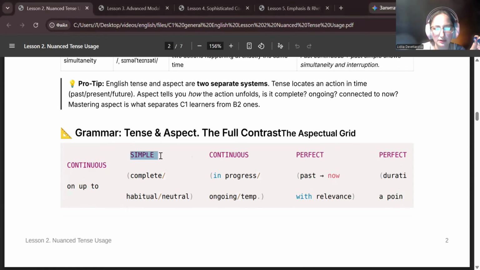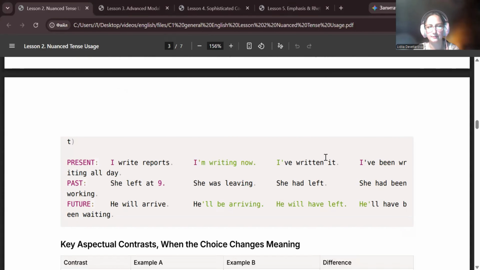Simple aspect. The action is complete, habitual, or neutral. Continuous aspect. The action is in progress, ongoing, or temporary. Perfect aspect. The action has happened in the past and the relevance is now. And perfect continuous, there is a duration up to a certain point. Then there is tense: present, past, future.